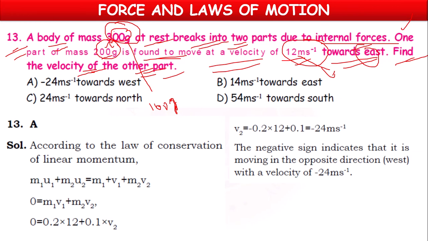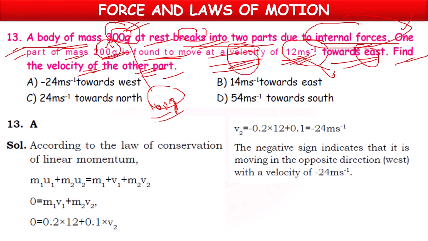So here, children, a body of mass 300 grams breaks into two parts. Why is it breaking into two parts? Because of internal forces. Out of two parts, one part mass is different, the other part mass is different. Masses are different. And one part velocity is 12 meter per second, direction is towards east; the other part velocity and direction we have to find. For this, we have a law called the law of conservation of linear momentum.